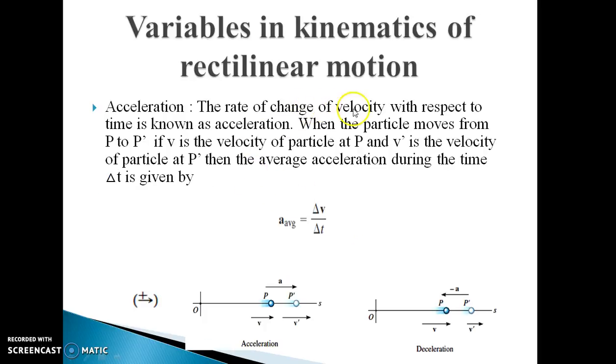Acceleration. The rate of change of velocity with respect to time is known as acceleration. When the particle moves from P to P dash, if v is the velocity of the particle at P and v dash is the velocity of the particle at P dash, then the average acceleration during the time delta t is given by delta V upon delta T, that is V dash minus V divided by T dash minus T.